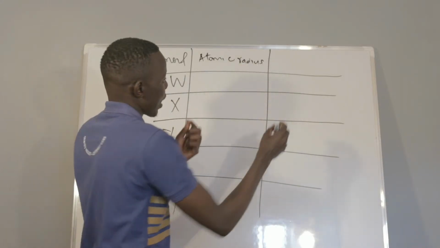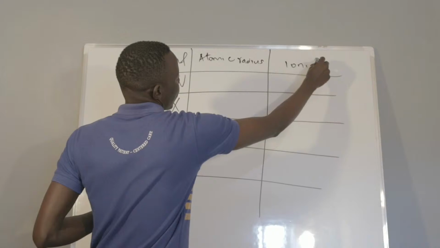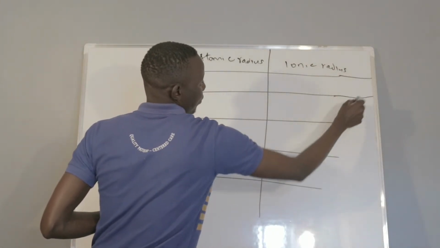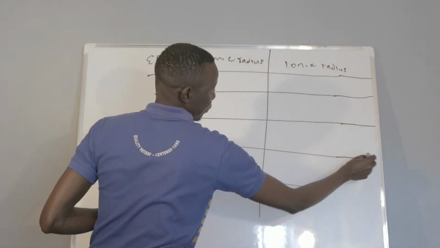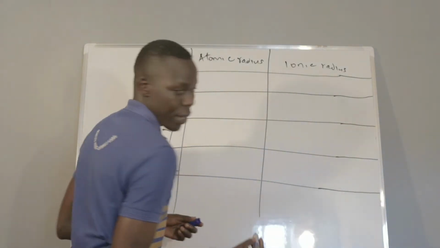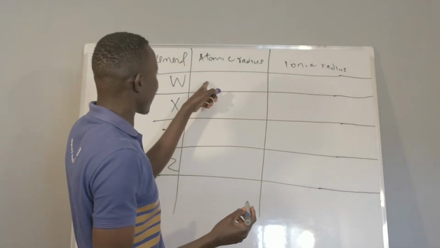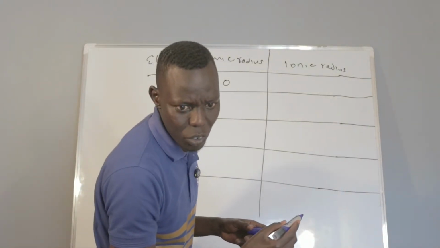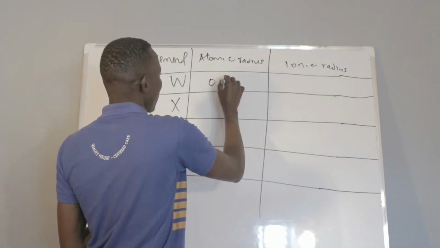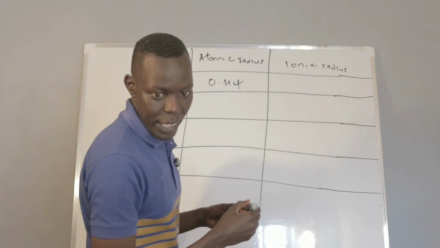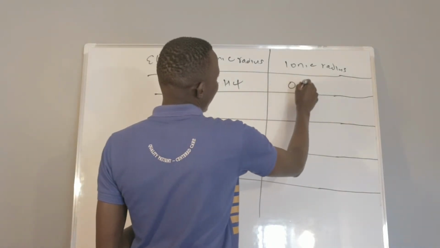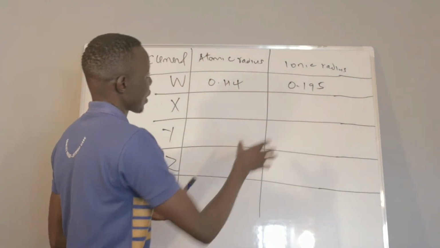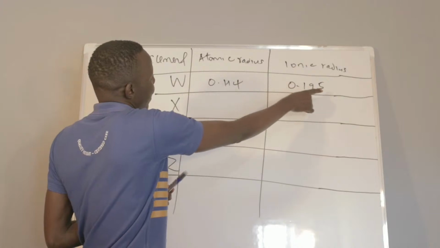Atomic radius, then we have ionic radius. Yes, so we have this one. Look at this. W has 0.0, it is in nanometers, meaning very small. 0.114, and the other 0.195. Meaning this one is larger than this. The ionic radius is larger than this.